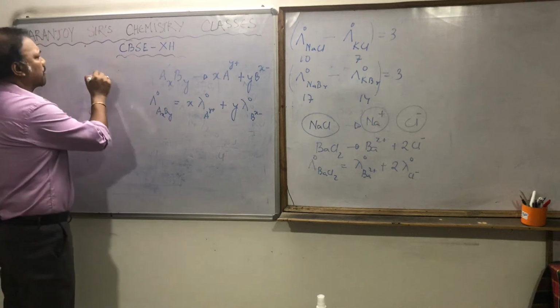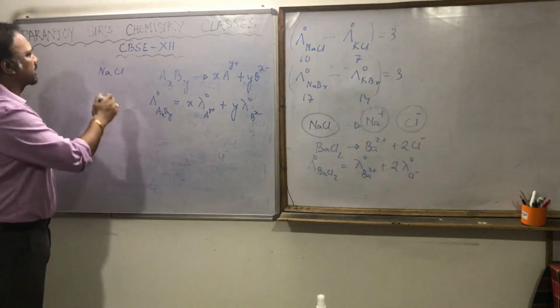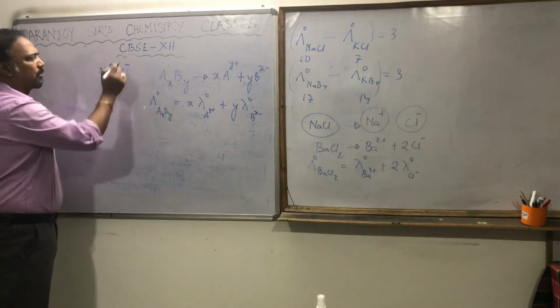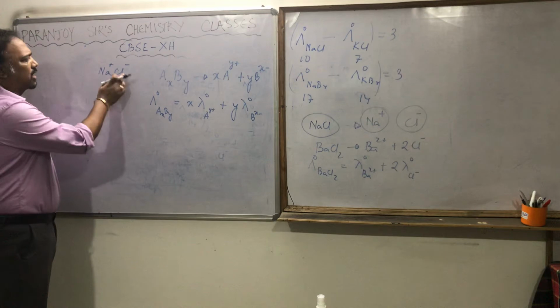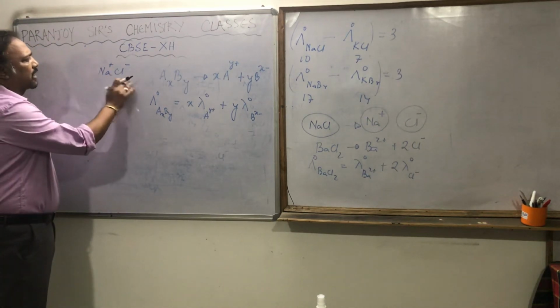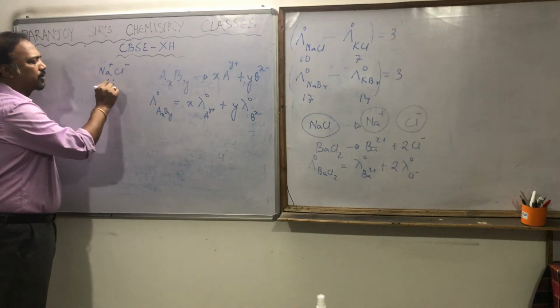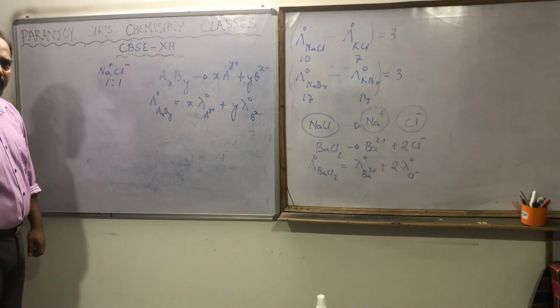For example, suppose sodium chloride. It is dissociated as Na plus and Cl minus. So the charge of the positive ion is 1, and the charge of the negative ion is also 1. This type of electrolyte is called a 1:1 electrolyte.